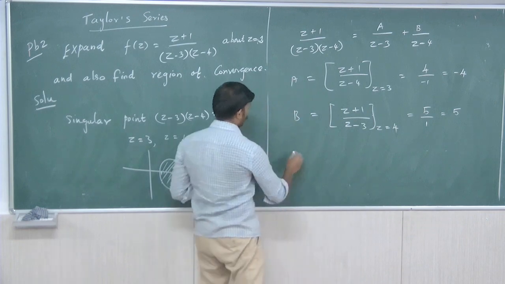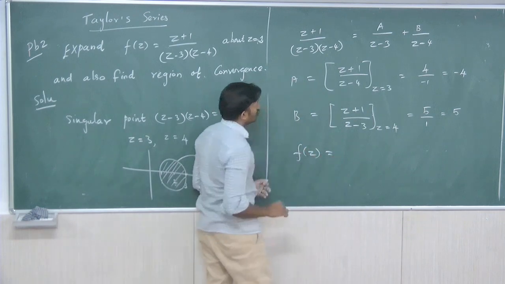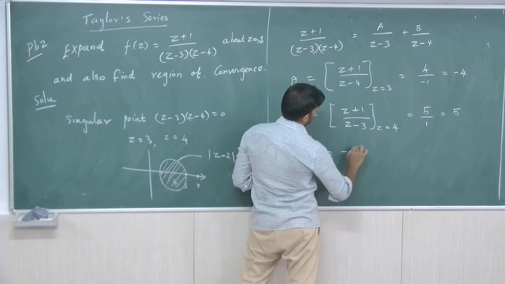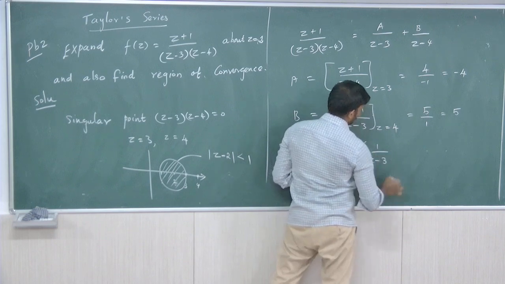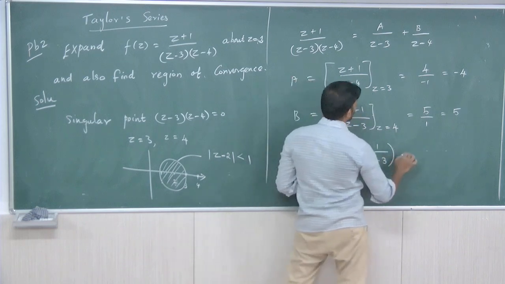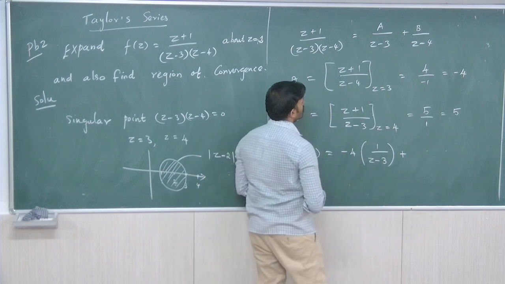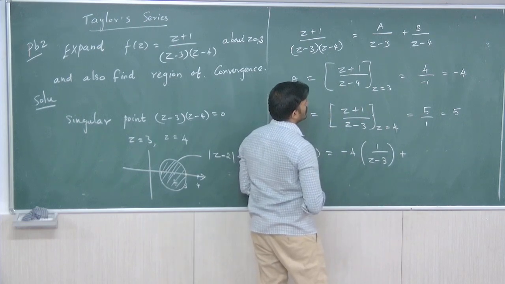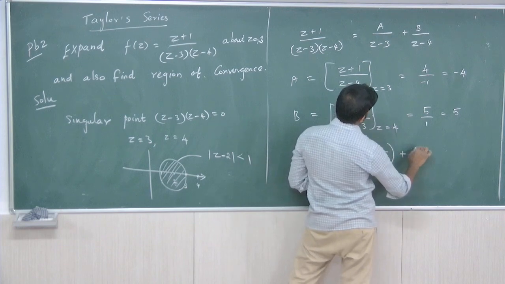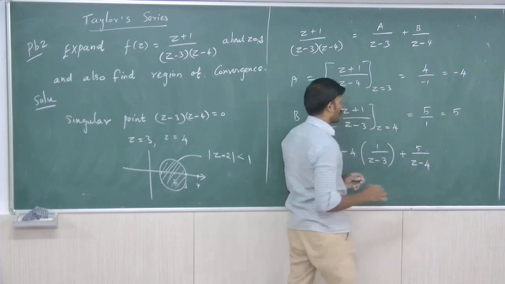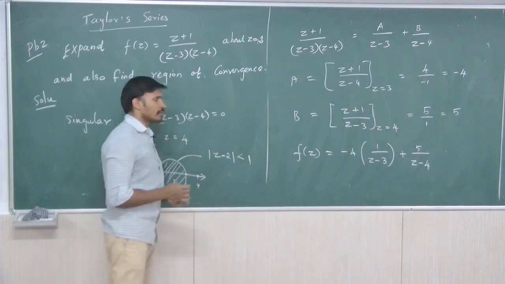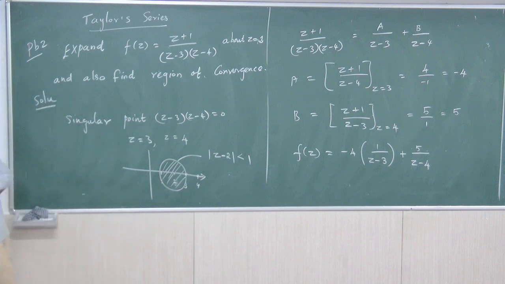Now you can rewrite f of z as minus 4 into 1 by z minus 3 plus 5 by z minus 4. So now I am going to apply the corresponding theorem.